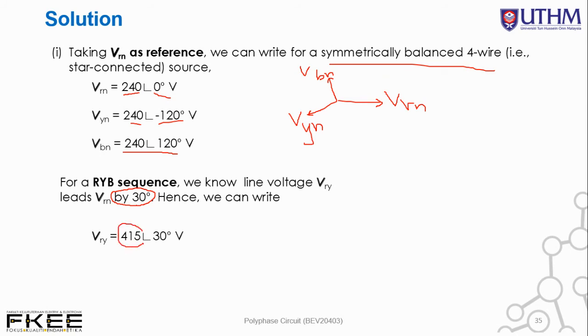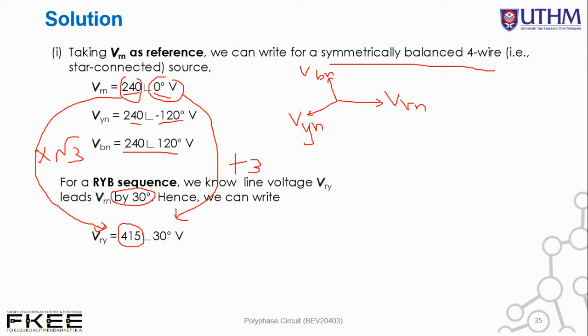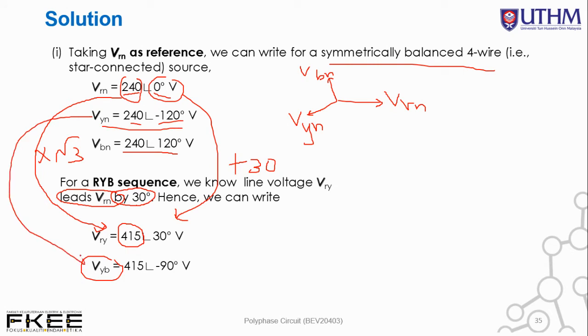So how to get 415? Because this is for phase, and then you multiply by square root 3, so you will get 415, with an angle of plus 30 degrees, or leads by 30 degrees. This is the statement. So VRY leads 30 degrees from VRN.